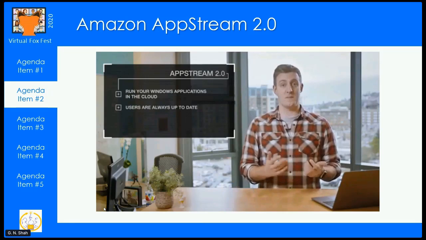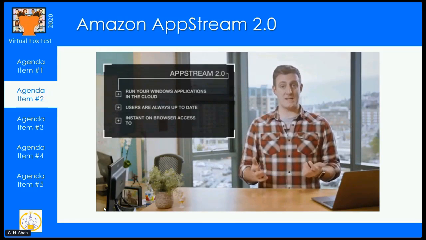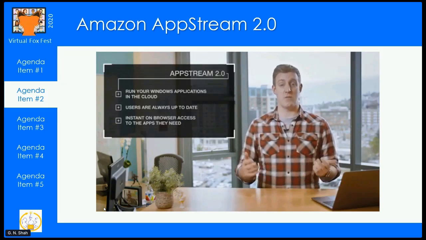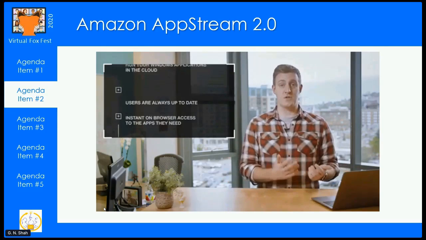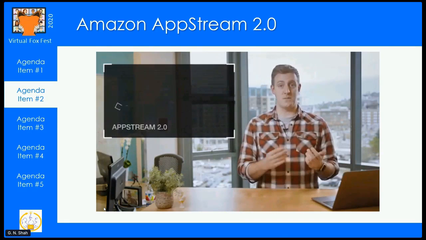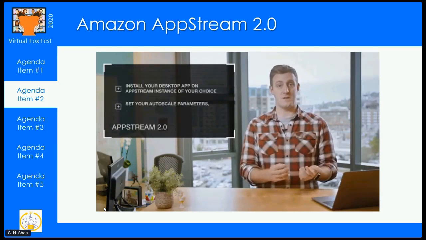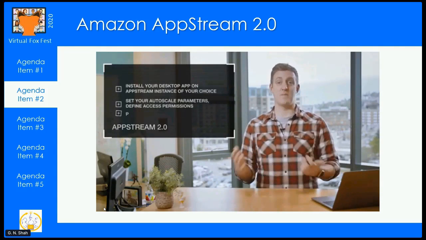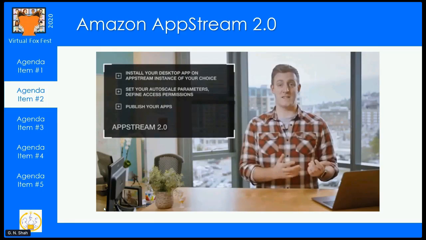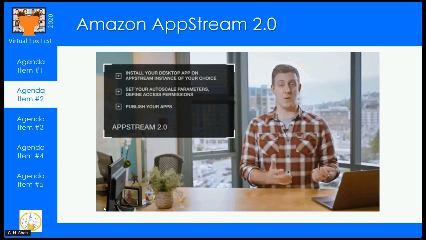Your users are always up to date and get instant access to the apps they need on the device they choose with a responsive, high-quality experience, just as if they were running locally. To use AppStream 2, simply install your desktop app on the AppStream instance of your choice, set your auto scale parameters, define access permissions, and publish your apps. Users can then start accessing them through the browser and start working instantly.